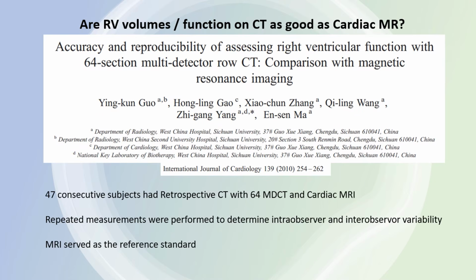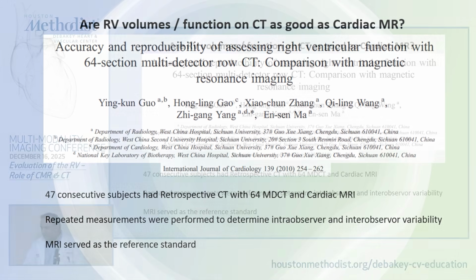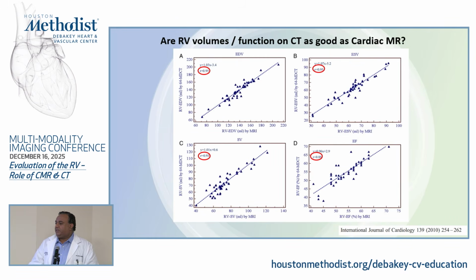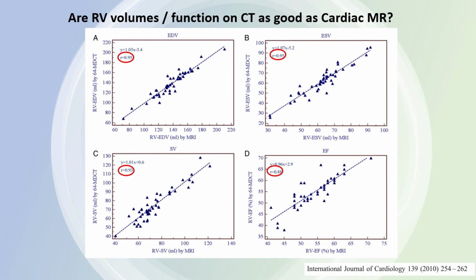And then this is evaluation. So how does it compare to the gold standard, which is cardiac MRI? This paper from International Journal of Cardiology from China looked at 47 patients who both had a 64-slice CT done and cardiac MRI. And using MRI as the reference standard, they compared CT with that. And they also looked at the intra-observer and inter-observer variability. So if you look at these four parameters, diastolic volume, systolic volume, stroke volume, and ejection fraction, the correlation coefficients are excellent between MRI and CT, at least based on this study.